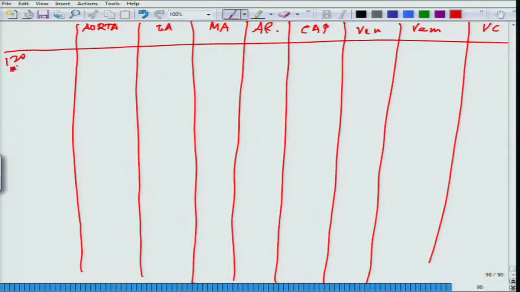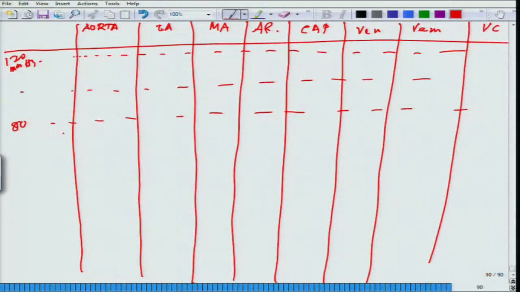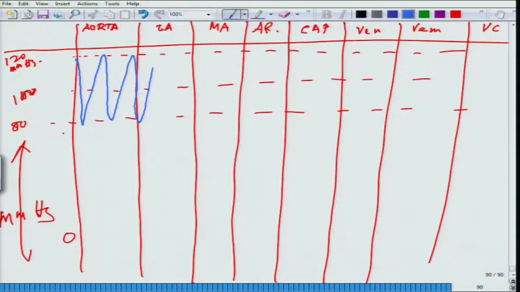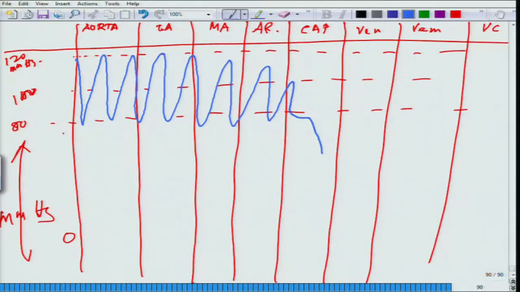Here you are measuring the pressure. Okay. So, the way it varies, this is 180 as the top line on the y axis, and here you have 80, this line here, 100 out here, and likewise you can go down to 0. So, this is millimeter mercury. The way it varies is something like this out here. So, it varies like this. So, this is what happens.